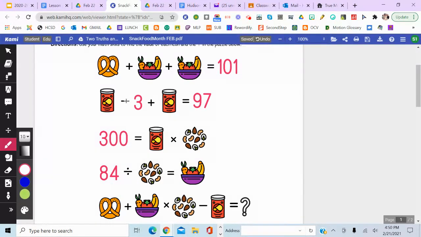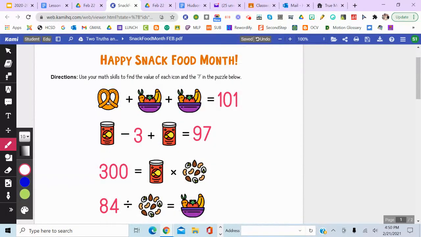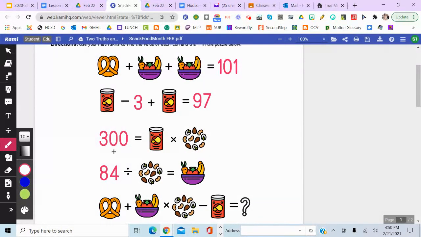So if I look at this first sentence, pretzel plus vegetable equals 101, there's nothing on this side of the equation that's going to help me to solve this. And these could be a variety of numbers. There's tons of different numbers that I could add together to make 101. So this is not going to be a good starting spot for me. If I look at this sentence, it's kind of the same thing. I have potato chips times the nuts is going to give me 300, but there's multiple numbers that could work there. So that doesn't really help me either.